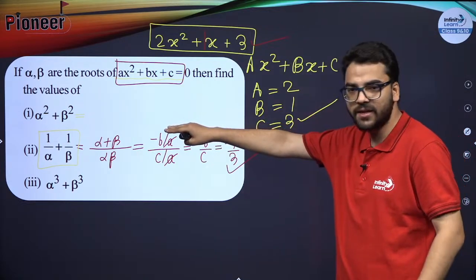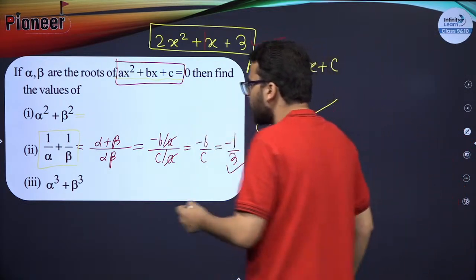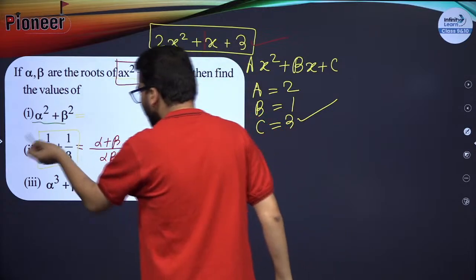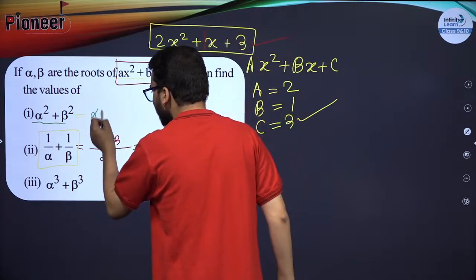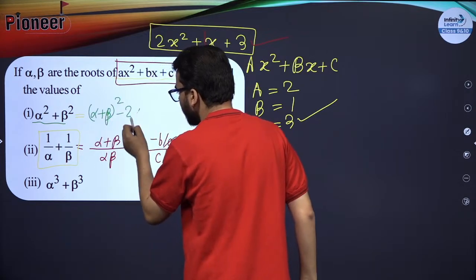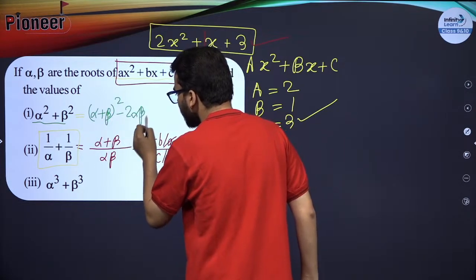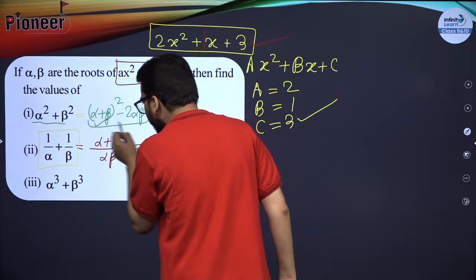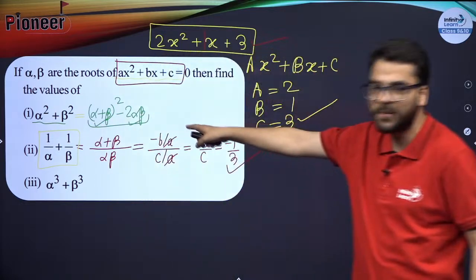Okay, so let's find the value of alpha square plus beta square over here. So again you have to manipulate. Alpha square plus beta square we can write like this: alpha plus beta the whole square minus 2 alpha beta. Whatever is the expression given, we have to change it in the form of alpha plus beta and alpha beta.